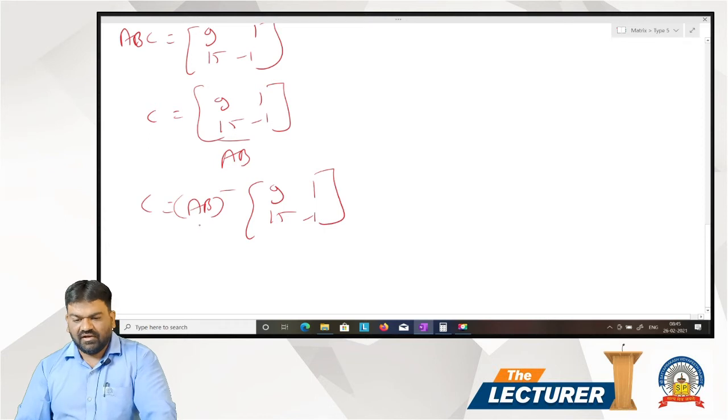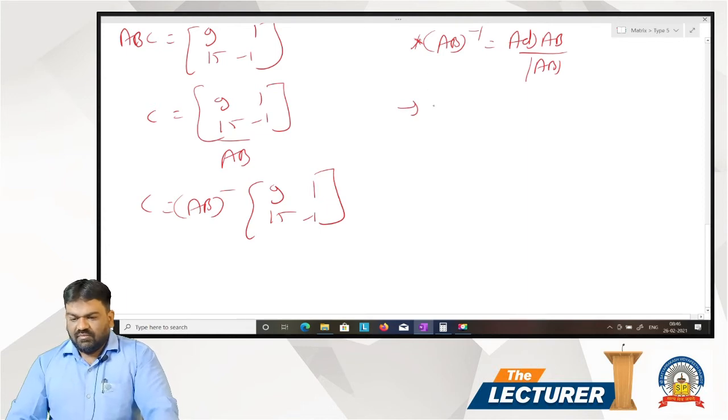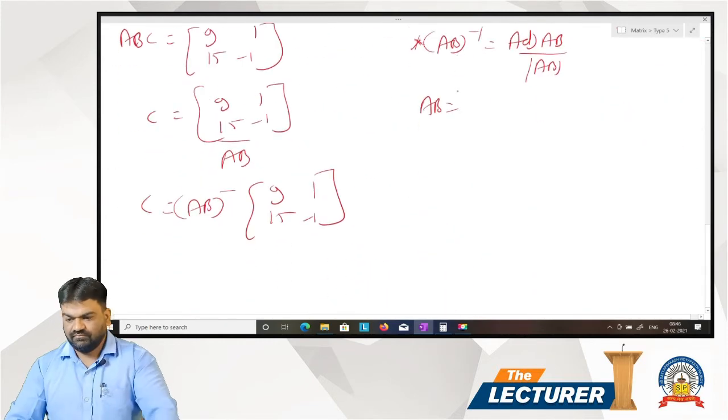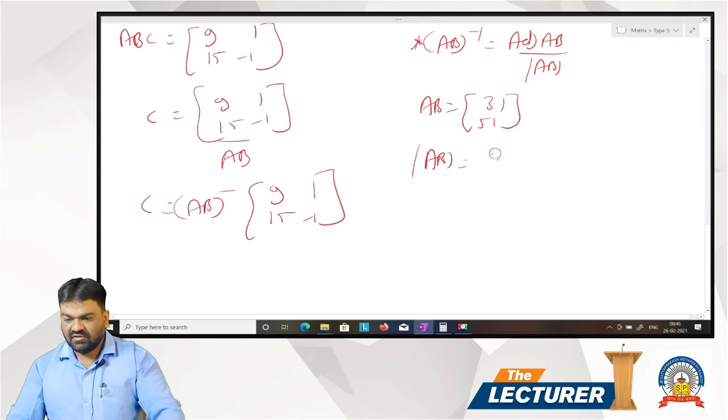So we have to find out the inverse of AB. AB raised to minus 1 is equal to adjoint of AB divided by determinant of AB. Determinant of AB: AB is given, AB is [3 1; 5 1]. Determinant of AB is 3 minus 5, that is minus 2.